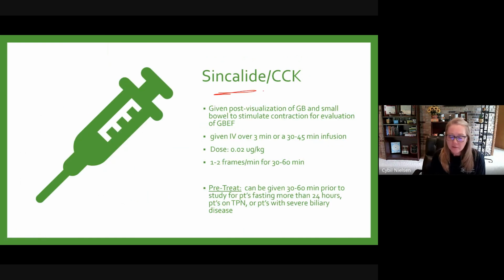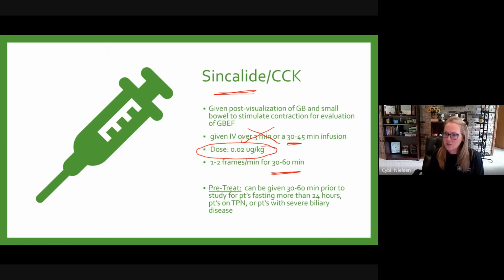But we're going to give synthetic CCK, Syncolide. And the dose we're going to give is 0.02 micrograms per kilogram. And we're going to give it over 30 to 60 minutes. We used to give it over 3 minutes. We don't do that anymore. I shouldn't say that because sometimes I talk to a client and I'm like, we don't do that anymore. And then they're like, well, we do that. I'm like, okay, well, that's fine. But usually we're doing it over 30 minutes now.